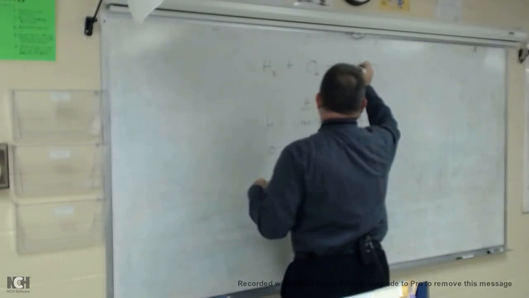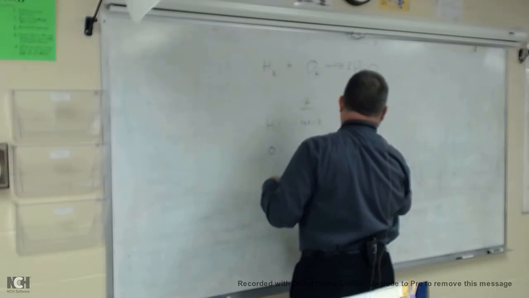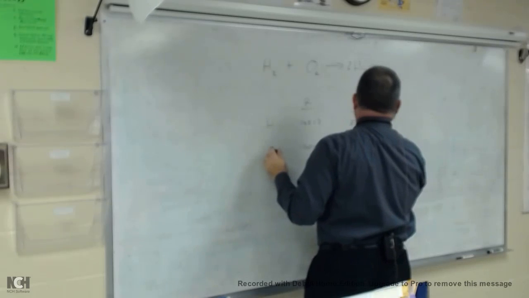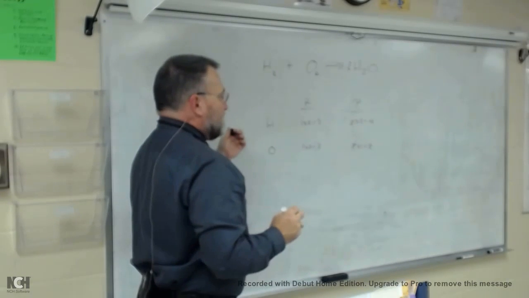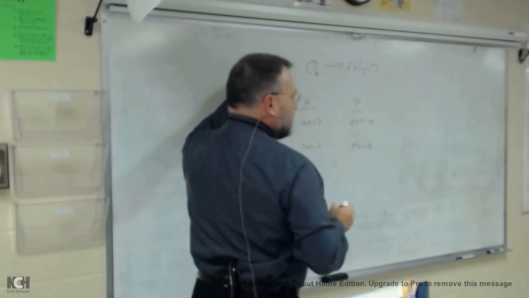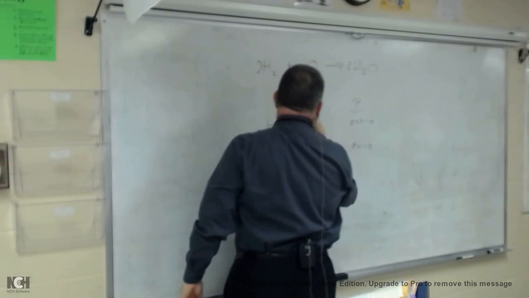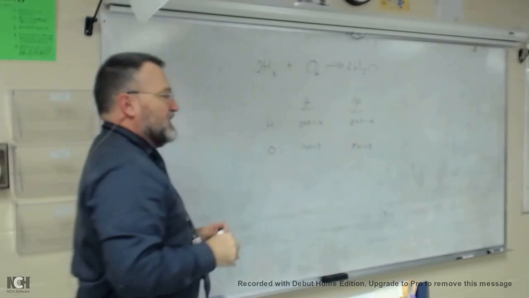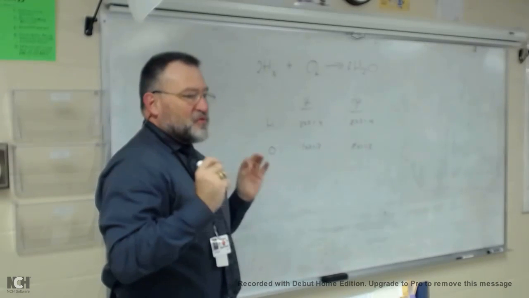Put a 2 in the front. Coefficient of 2. Now we have 2 times 1, which is equal to 2, but unfortunately, now we have 2 times 2 hydrogens, which gives us 4. We need 4. What are we lacking? Hydrogen on the reactant side. Here's our hydrogen. How do we get it? 2. 2 times 2? 4. And now we're balanced.